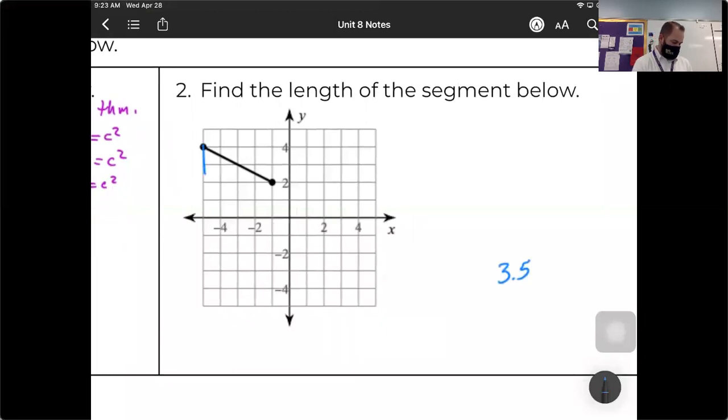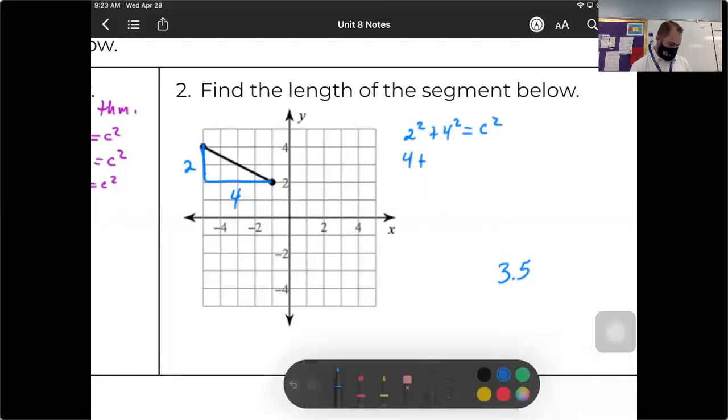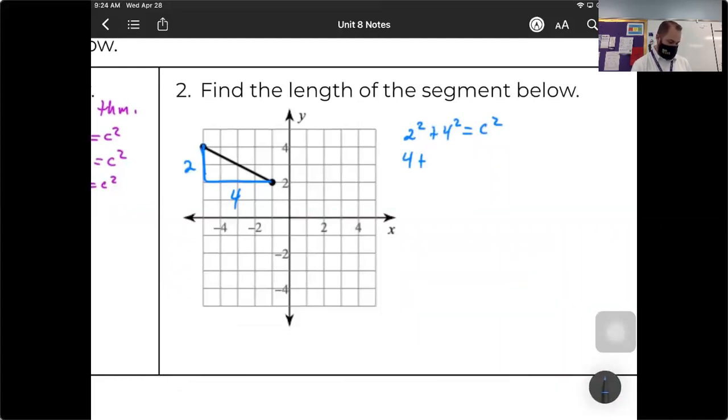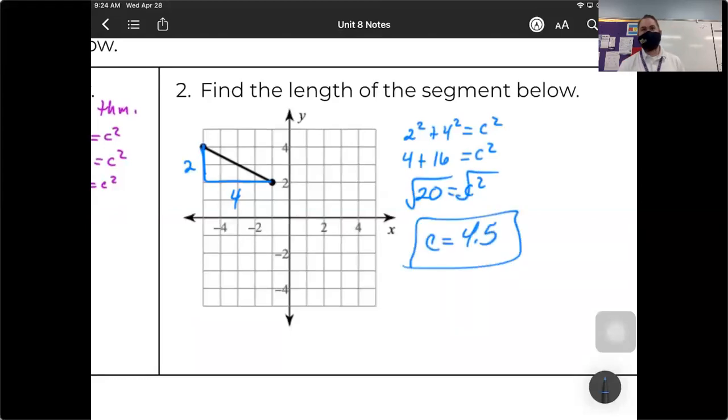Let's say I did the Pythagorean theorem. The difference of the y values is 2. Difference of the x values is 4. Do 2 squared plus 4 squared equals c squared. 2 squared is 4. It's not 3.5. 4 squared is 16. There you go, not 8. 4 plus 16 is 20. So we take the square root. It's 4.5. There we go. That's where people make mistakes sometimes too.